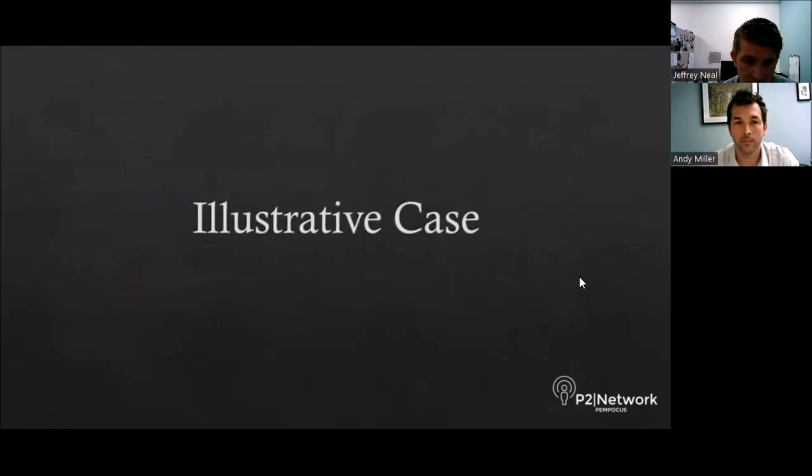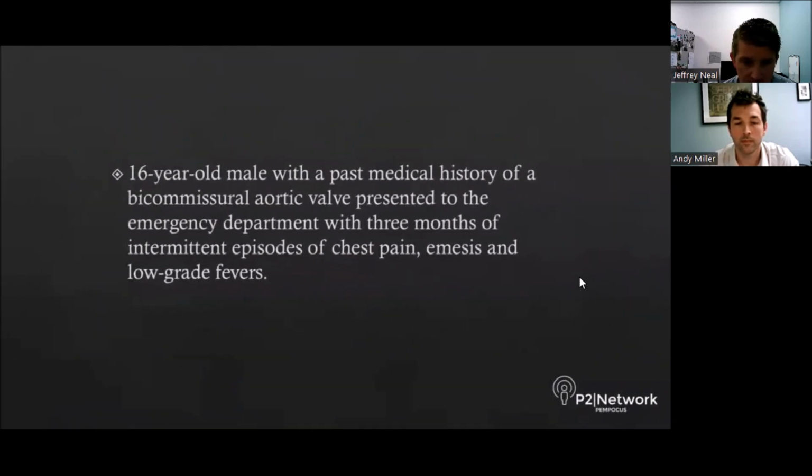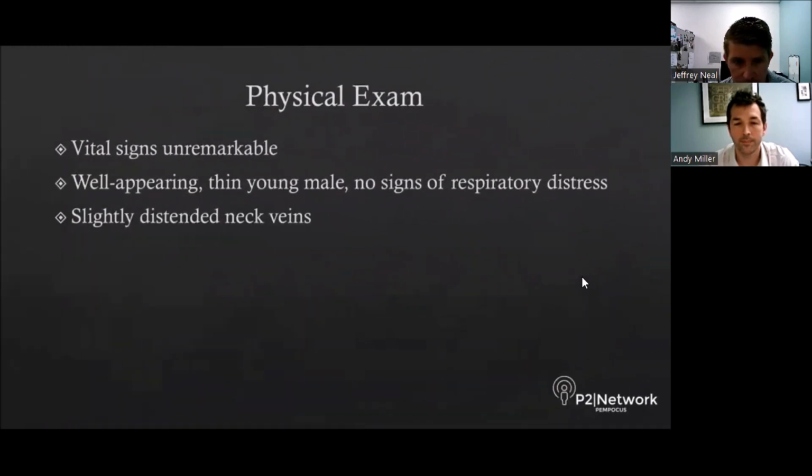We're now going to walk through an illustrative case. This is a case I had in, I believe, my first year of fellowship, where we encountered a 16-year-old male with a past medical history of a bicommissural aortic valve who came to the emergency department with 3 months of intermittent episodes of chest pain, emesis, and low-grade fevers. On physical exam, his vital signs were unremarkable. He was a well-appearing, thin young male with no signs of respiratory distress. The only pertinent finding was some slightly distended neck veins.